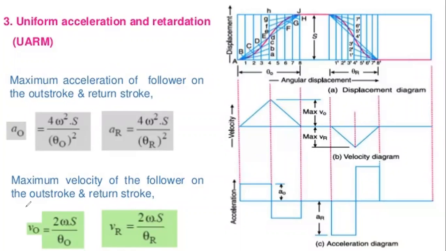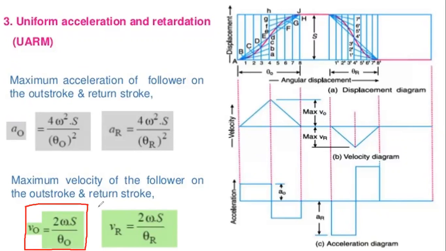the formula for the velocity of the outstroke is 2 into omega into s by theta of O, where s is the stroke of the follower, omega is the angular velocity, and theta O is the angle of the outstroke. That is what we were initially given in the problem.